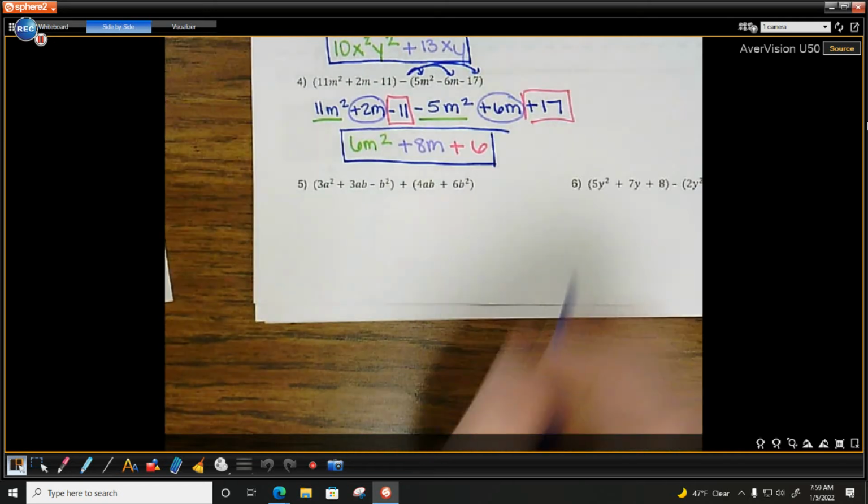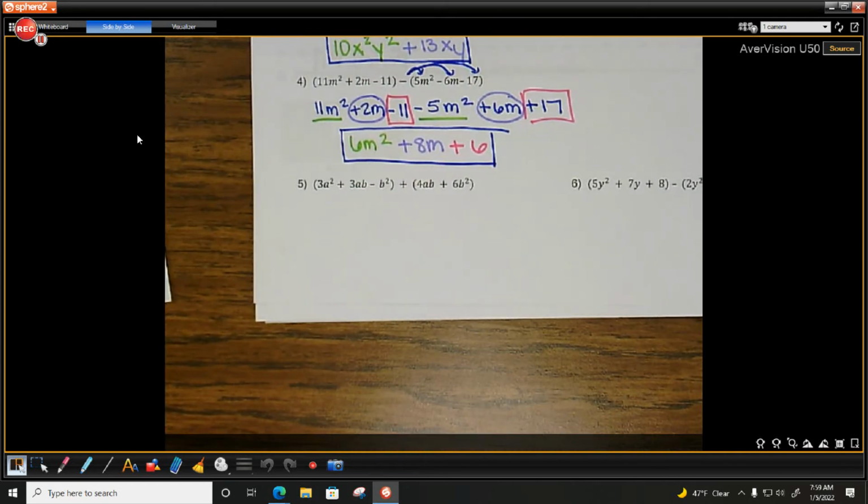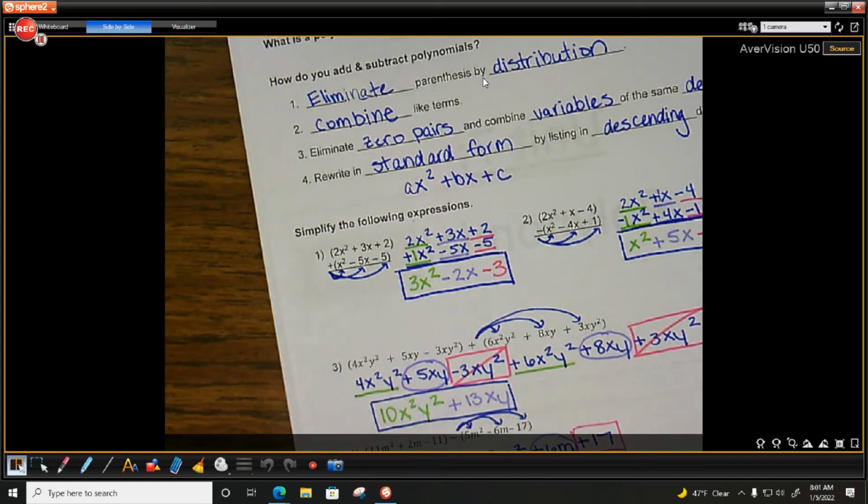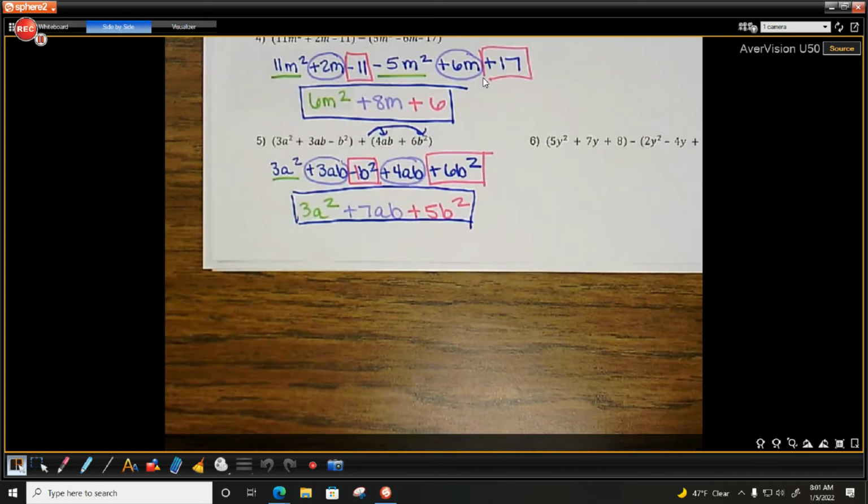Okay, I want y'all to try number 5 on your own. Okay, so I got 3a squared plus 7ab plus 5b squared. Thumbs? Good? Kind of okay? I didn't even do it. Didn't know where to start.